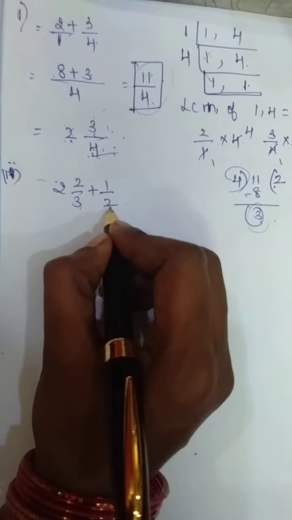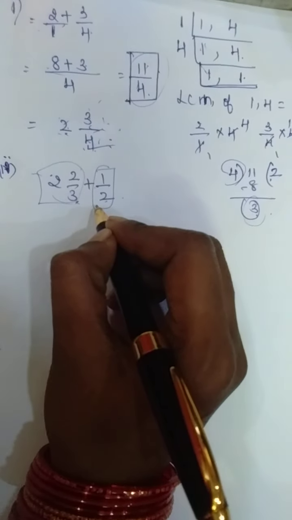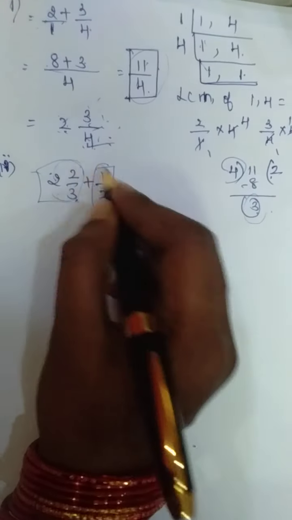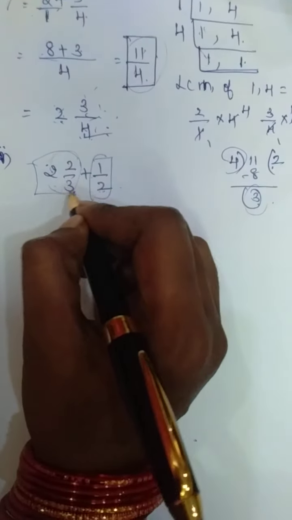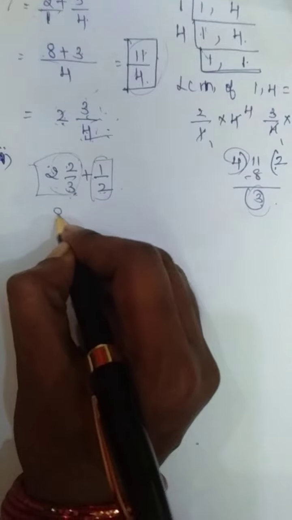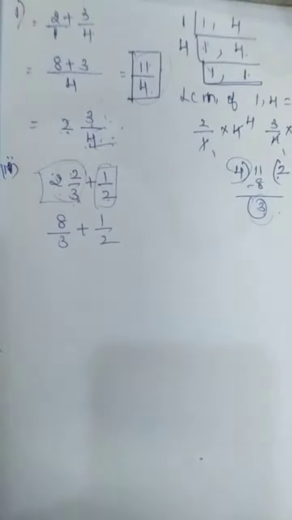See here, next one. 2 by 3 plus 1 by 2 is there. This is your mixed fraction and this is your proper fraction. Okay, now you should convert the mixed fraction into an improper fraction. In the first step you have to convert this mixed fraction into an improper fraction. Okay, 2 3s are 6. 6 plus 2 is 8. 8 by 3 and plus 1 by 2. Okay, 8 by 3 plus 1 by 2.